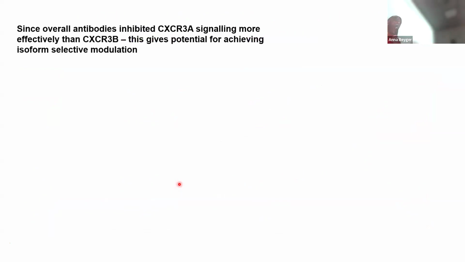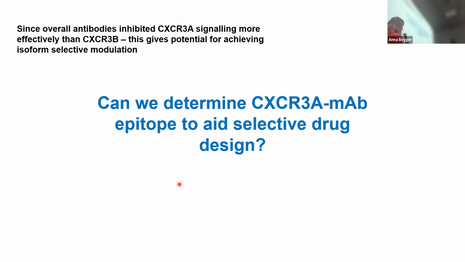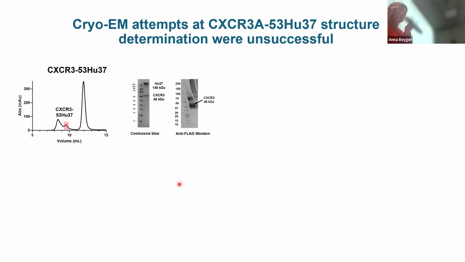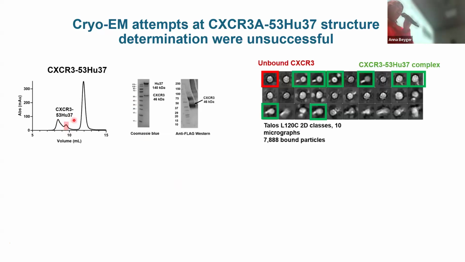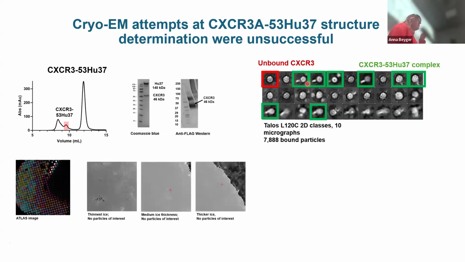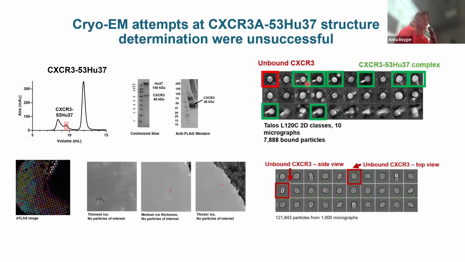So since overall antibodies inhibited CXCR3A signaling more selectively than B, this could give potential for achieving isoform selective modulation. So can we determine the binding epitope of a monoclonal antibody at the CXCR3A isoform to aid selective drug design? However, the Cryo-EM attempts at elucidating this epitope were not successful. Even though the complex was purified well and separated from aggregates, and we could see it in negative stain 2D classes, with a receptor top view and a little density protruding out of it responsible for the antibody density, when we put this on Cryo-EM there were not really many particles of interest. In 2D classification we found just empty receptor micelle, and no evidence of antibody binding.